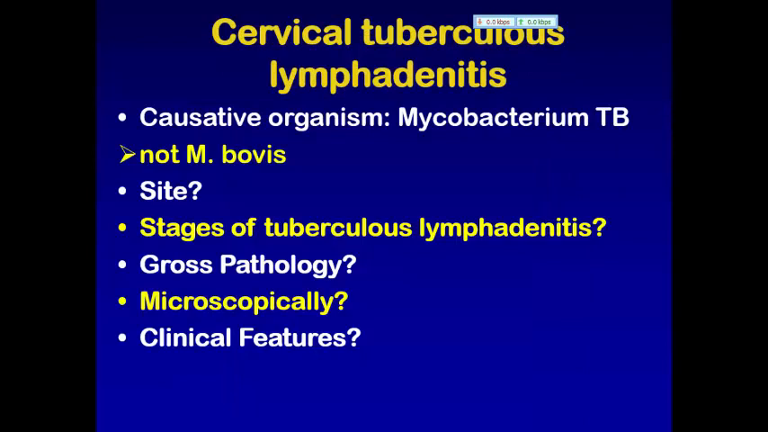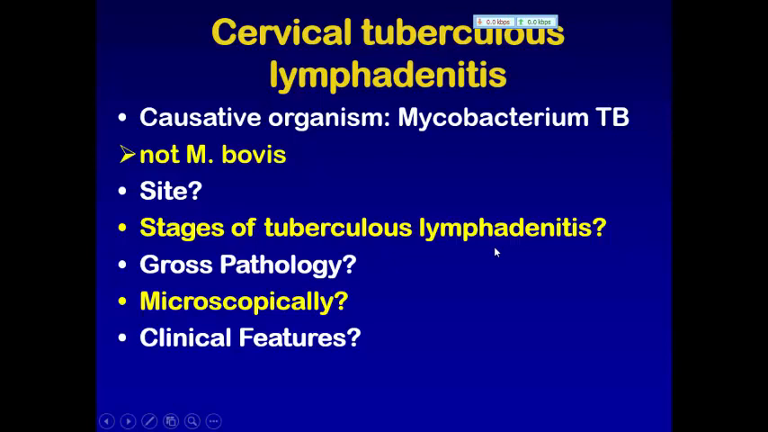Another common pathology is cervical tuberculous lymphadenitis. The causative organism here is Mycobacterium tuberculosis, not Mycobacterium bovis. The site is usually the neck lymph nodes, commonly the upper deep cervical lymph nodes, the jugulodigastric, in more than 50% of cases. The next common site is the posterior triangle, about 22%. Disease can also occur in other lymph nodes in the body, like axillary, para-aortic, mesenteric, and inguinal lymph nodes. The disease may be associated with HIV infection and lymphoma.